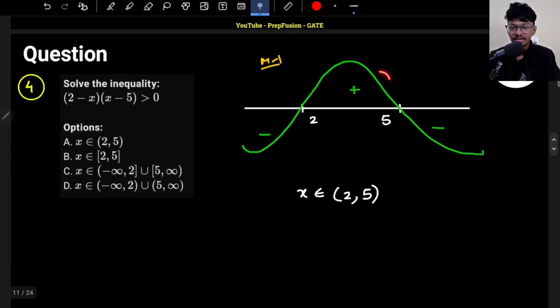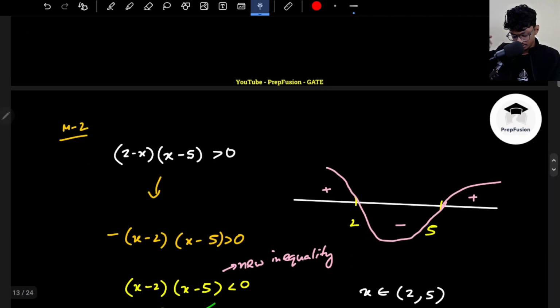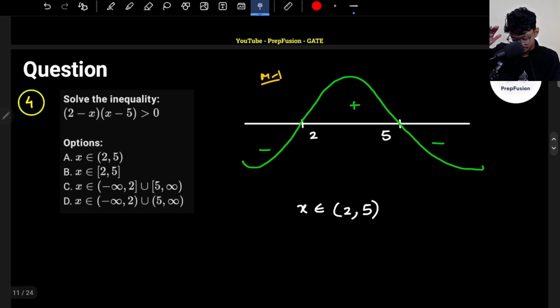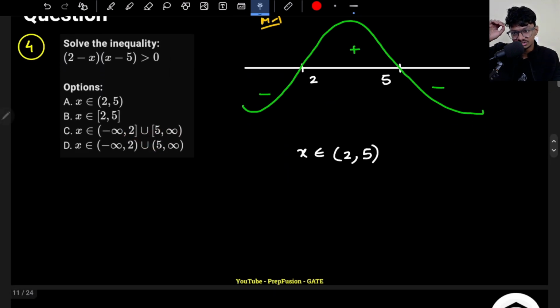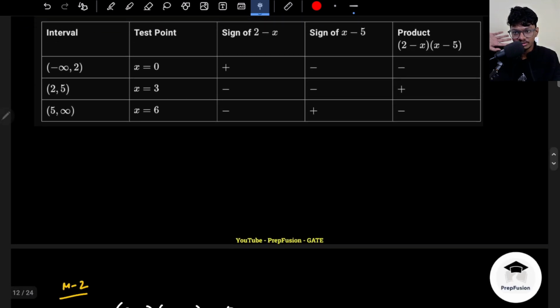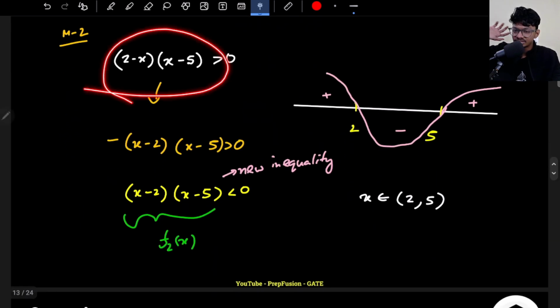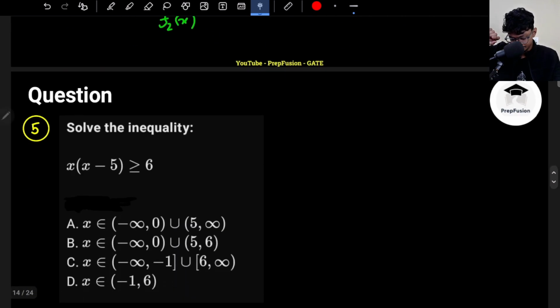But this is the original inequality. I converted this inequality into my standard format and then solved. So you can solve using this if you are not comfortable with negative signs. But I will not prefer this. You will get confused. It's better to just solve using this method. But both will yield you the same answer. Nothing is changing. We are just manipulating the numbers and the function on the left hand side. That's what we're doing to convert to our standard format.